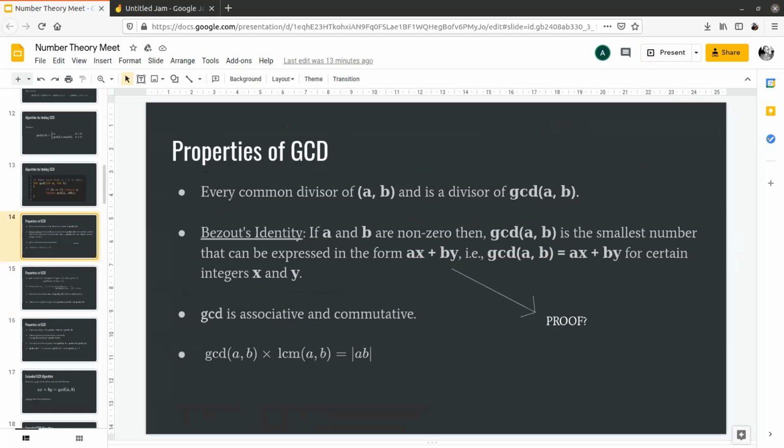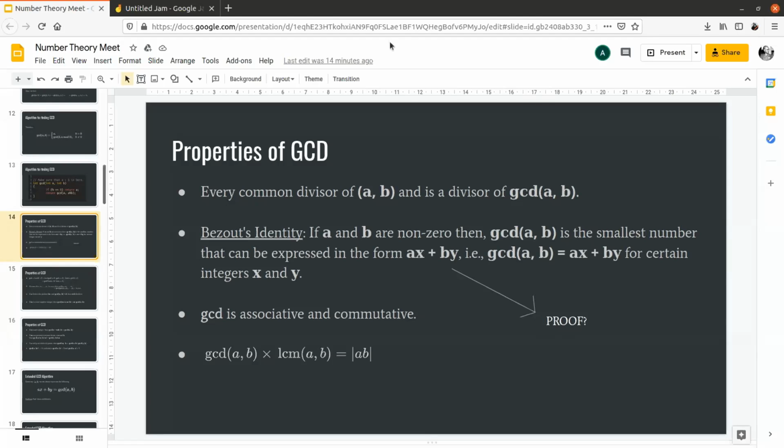Yeah. You said that we can express R1 and R2 in the form of AX plus BY. But how can we prove that R1 and R2 are not smaller than D? Like you said that D is the smallest number because we can express R1 and R2 in the form of AX plus BY. But how can we prove that R1 and R2 are not smaller than D?